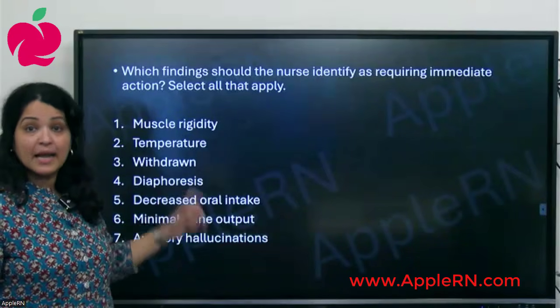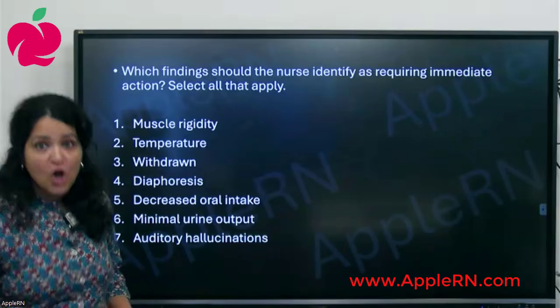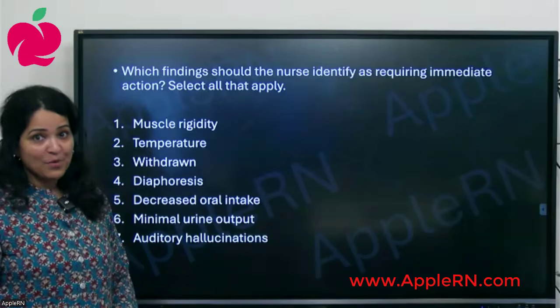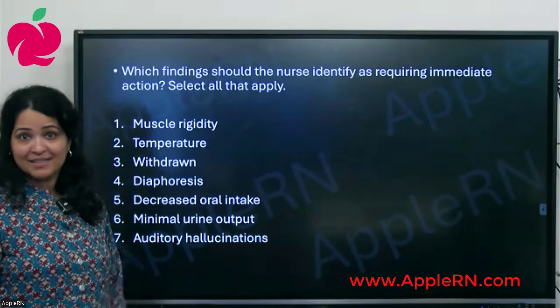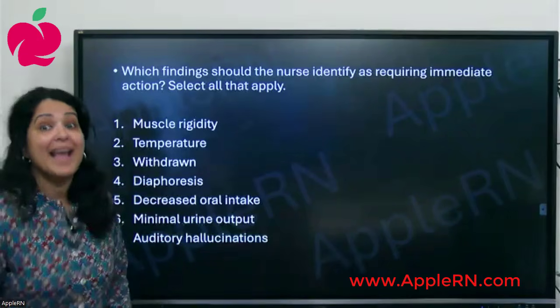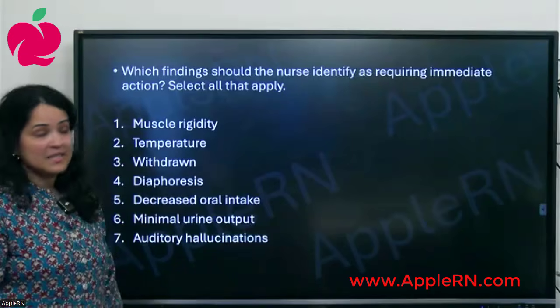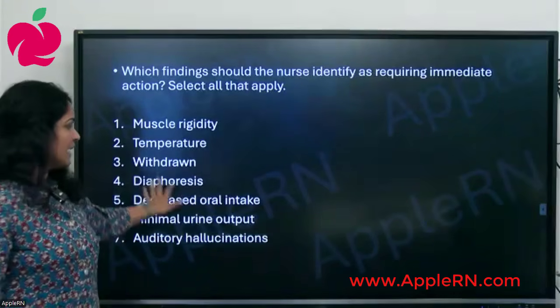Therefore, assess: is that something I expect with a schizophrenia patient? No. So is that going to be a problem which requires immediate concern from me? Yes, I am worried about it, right? So diaphoresis, definitely yes.